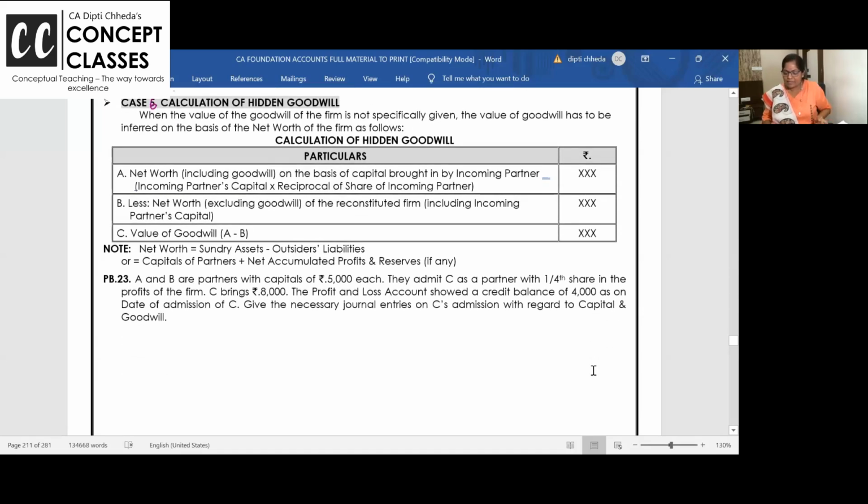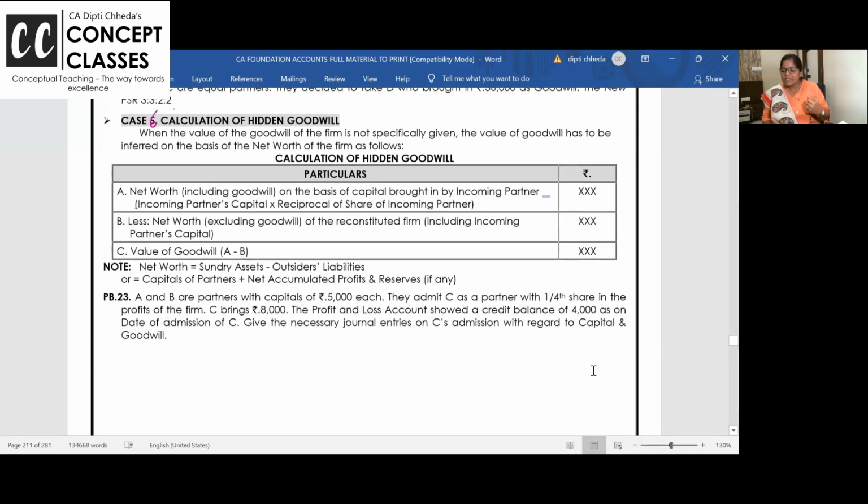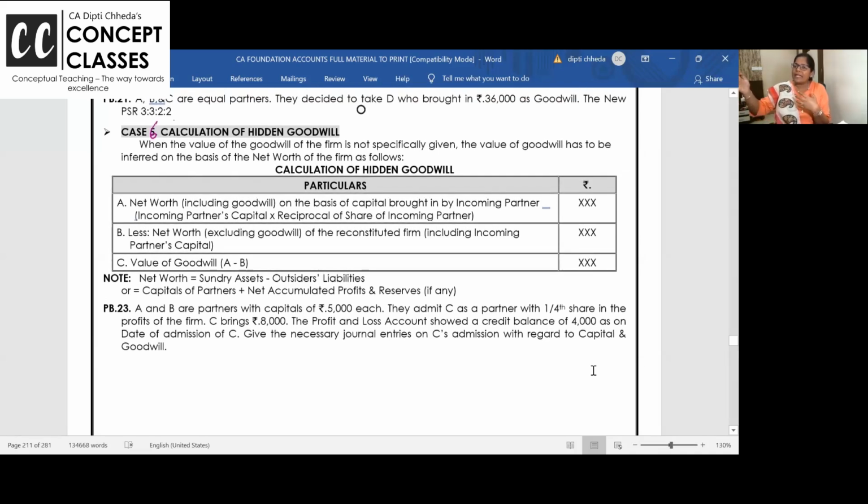Last, now sixth concept, case 6. Case 6 is hidden goodwill. I'll work out the problem also in admission of the partnership. Like a partner is bringing 40,000 capital and 10,000 goodwill, but in exams they give it all together. Partner is bringing 50,000. Now how much of that 50,000 is capital and goodwill? You don't know. So this is called hidden goodwill. The value of goodwill is not given specifically.